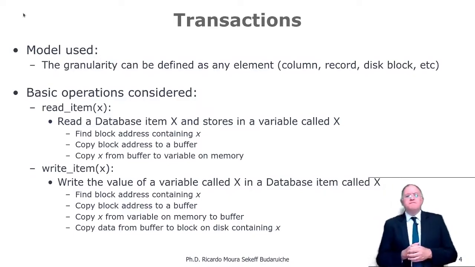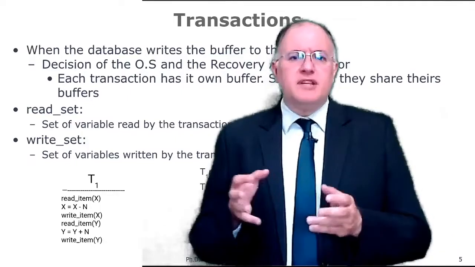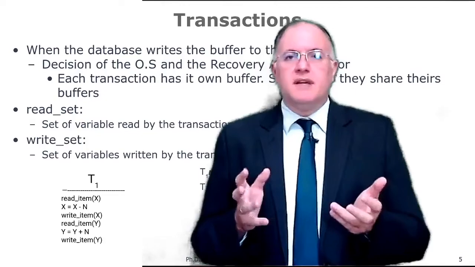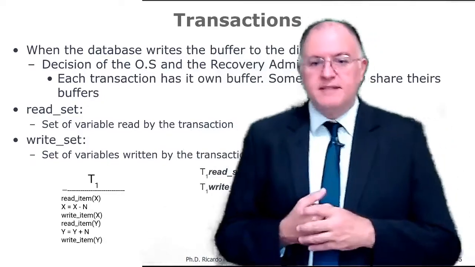So, if a transaction writes a value to an item, when will it be available for the other transactions? Because they share data. This decision is the responsibility of the operating system together with the recovery administrator. This decision affects the other transactions that want or may use this data. A transaction, for example, can share data by sharing their own buffers. The buffers contain the changes each transaction made and the actual value of an item.